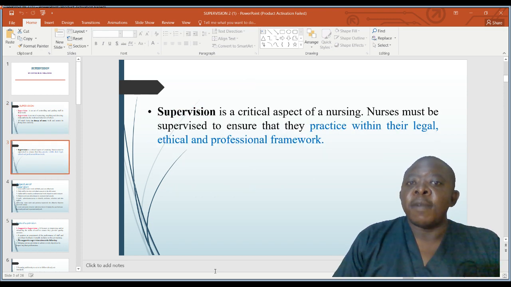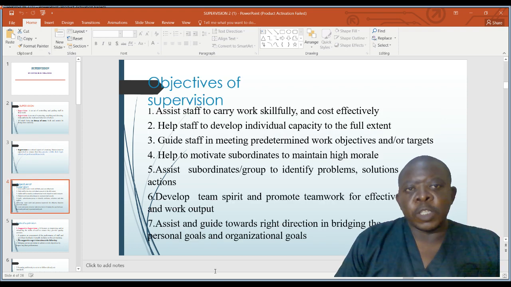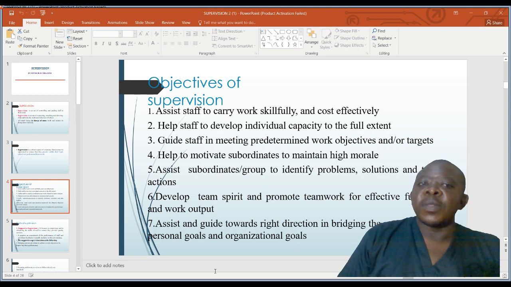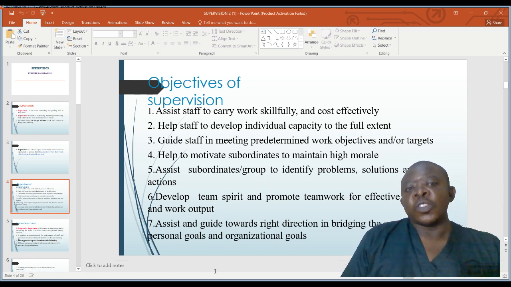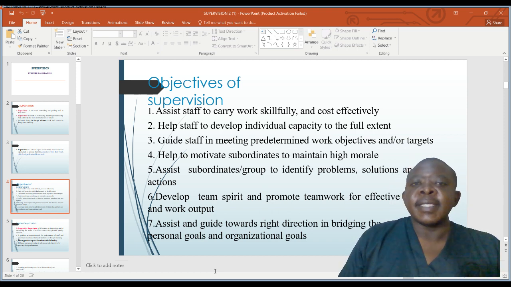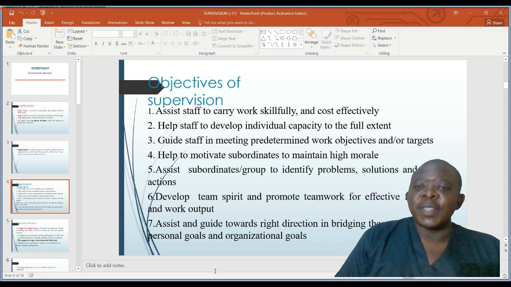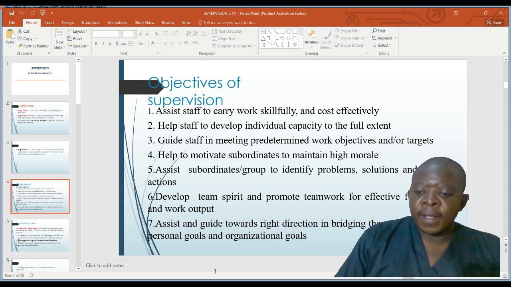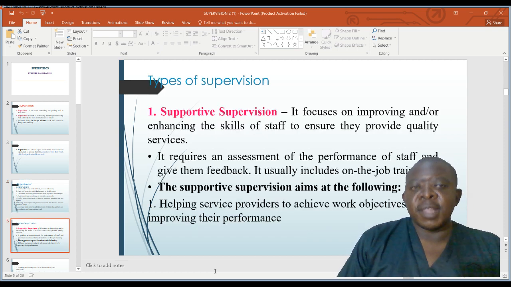Supervision forms a critical aspect of nursing. That is why it is discussed in leadership and management. So we appreciated the objectives, or the fundamental importance, of supervision in assisting staff to carry out their work skillfully, helping to motivate subordinates, and assisting and guiding them in the right direction. Those were just some of the things that we looked at.